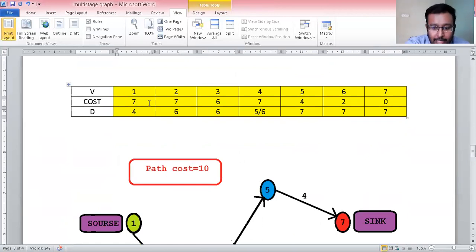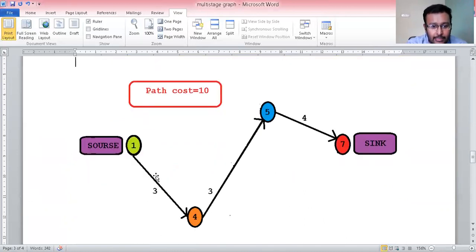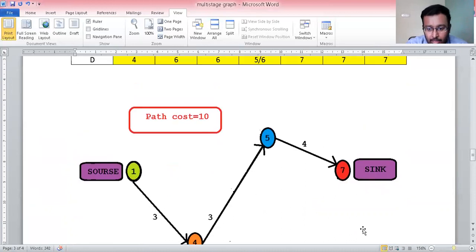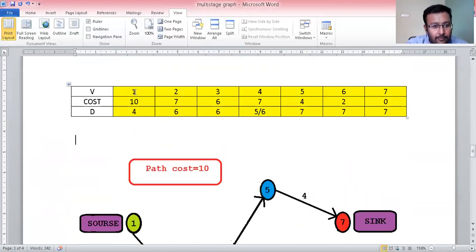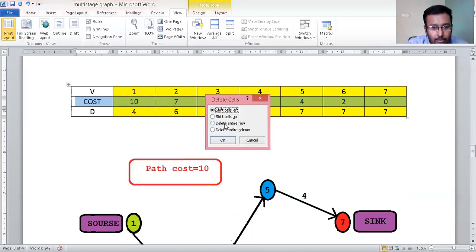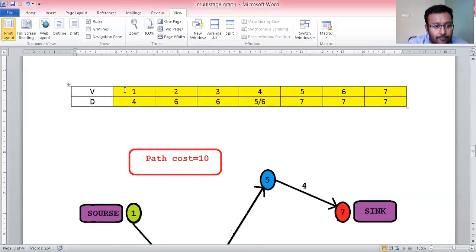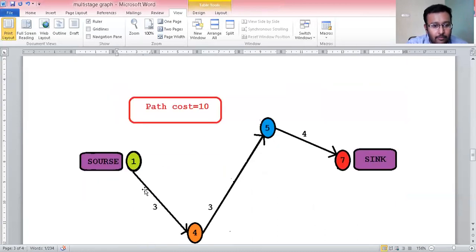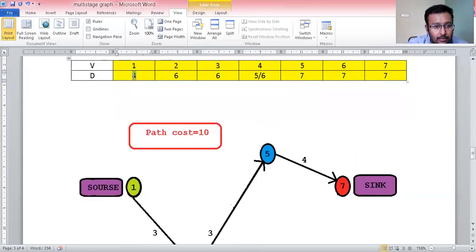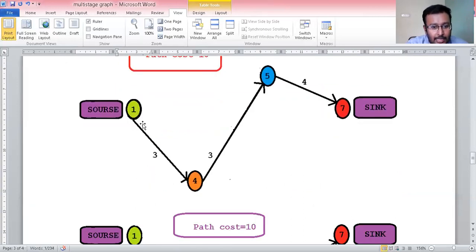Now I have the same table here, which I have filled. Now using the forward approach, I will show you how I got this path. If you observe carefully, start from vertex 1, and this I will delete so that you don't get confused. So start from vertex 1, see the next vertex which I have to reach. From vertex 1, the next vertex I am selecting is 4. So see, I went to 4.